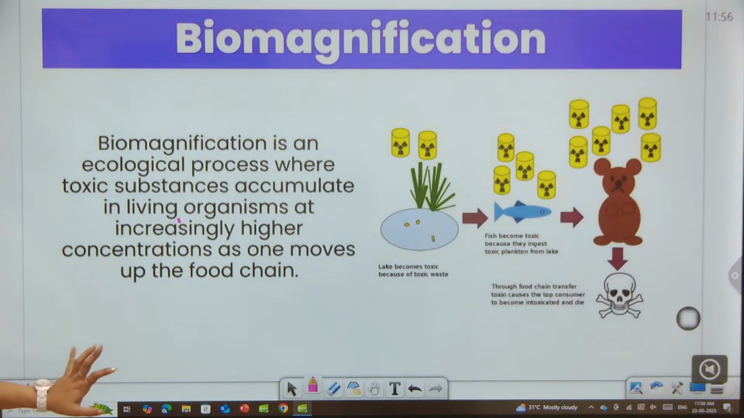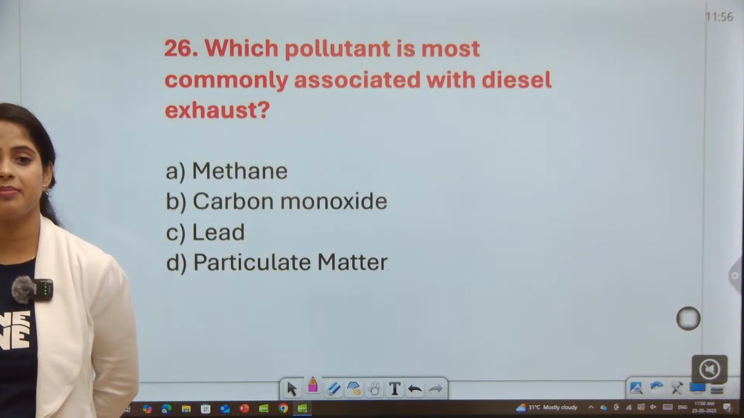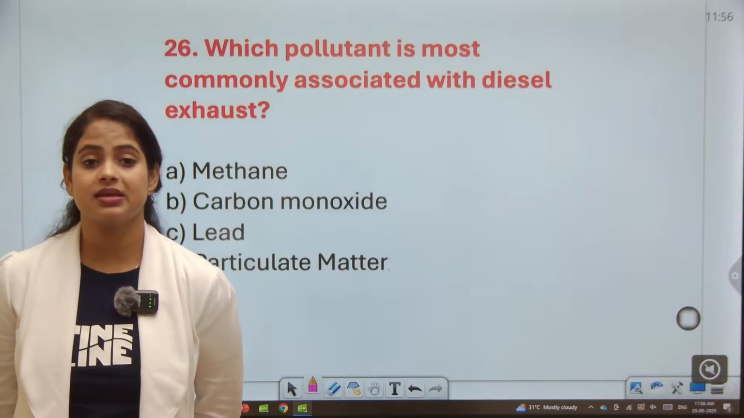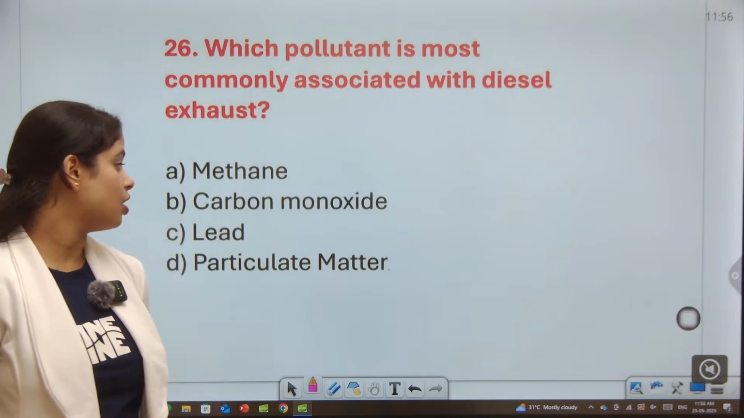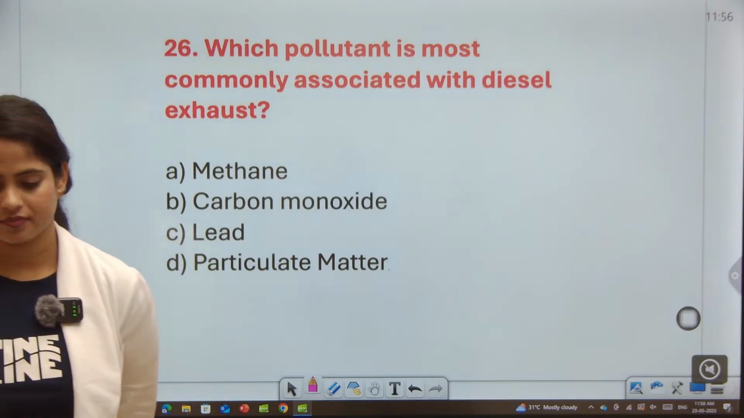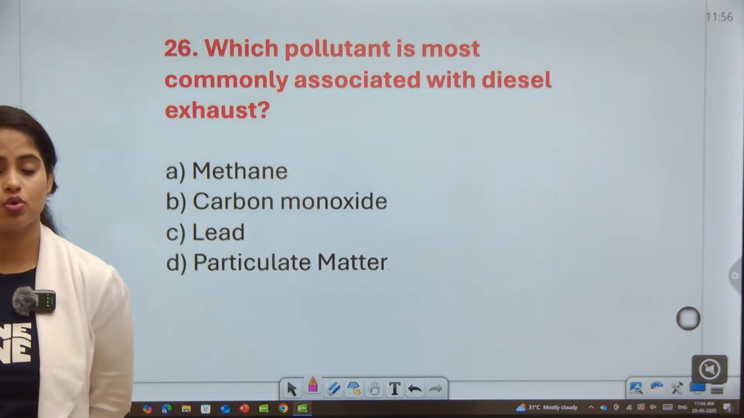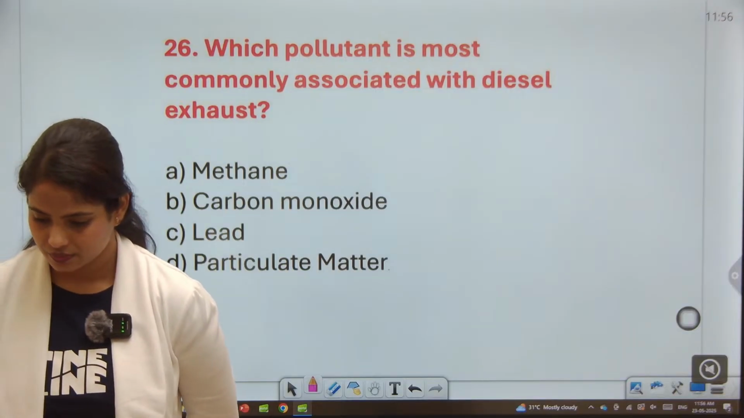Next, see. Which pollutant is most commonly associated with diesel exhaust: methane, carbon monoxide, lead, or particulate matter? Tell me, which pollutant is most commonly associated with diesel exhaust?